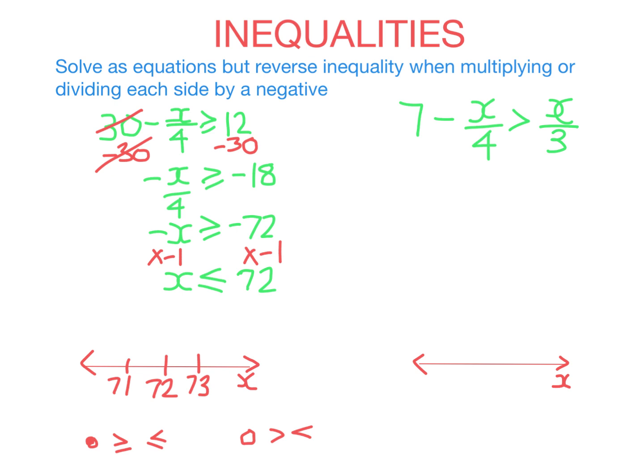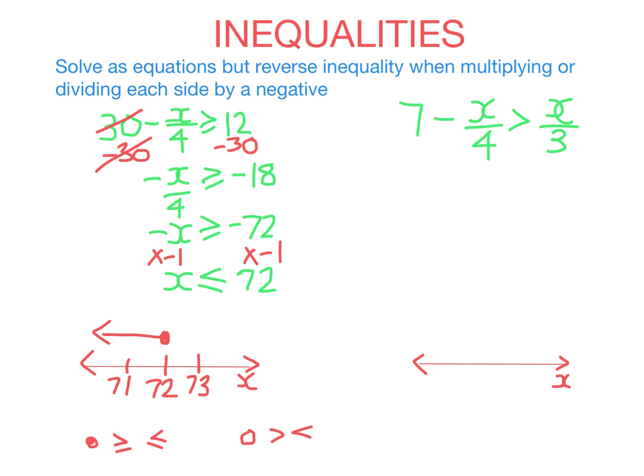Now, if you're graphing a less than or equal to or greater than or equal to, you shade in the circles. So I'm going to put in a shaded circle above 72. Because it's less than or equal to, I'm going to draw an arrow that points to all the numbers less than or equal to 72.